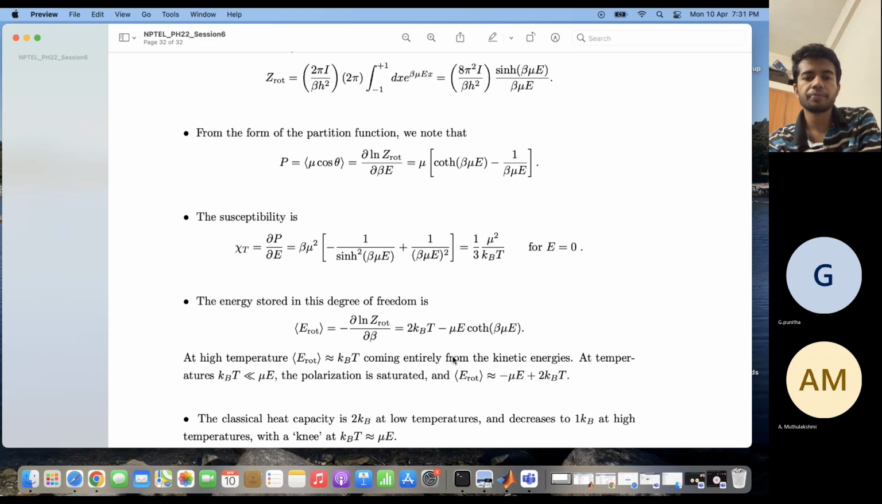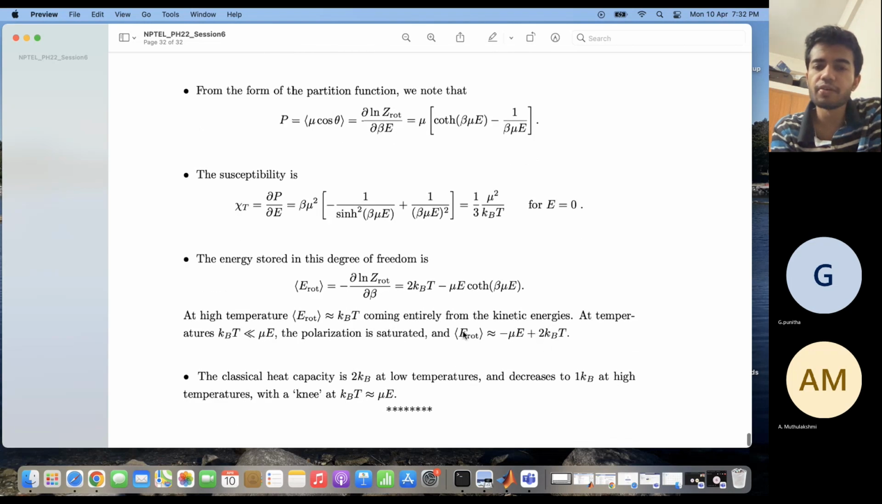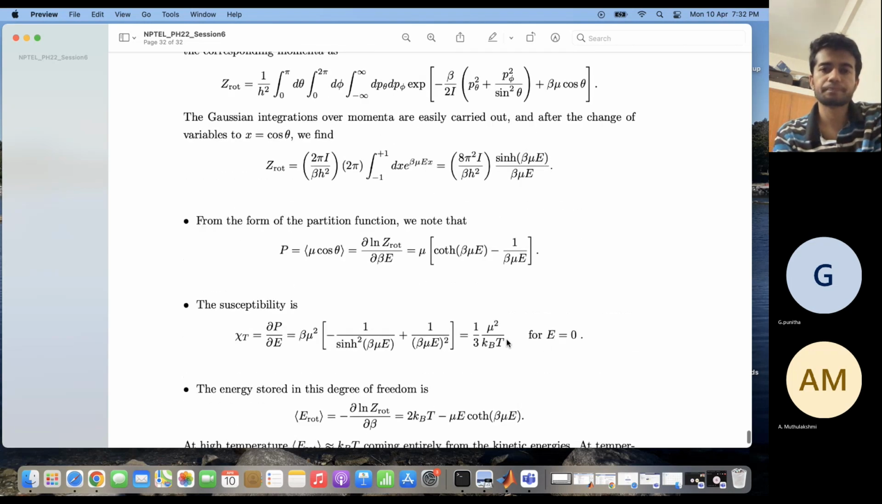In the high temperature limit, beta mu e is small, and in the limit of x going to zero, coth x is basically 1 by x. Therefore this becomes mu e into 1 by beta mu e, which is 2 kBT minus kBT, which is equal to kBT. And at low temperatures, coth is equal to 1. Therefore, I have minus mu e plus 2 kBT, and the polarization is saturated. So as T goes to 0, the energy saturates at minus mu e.